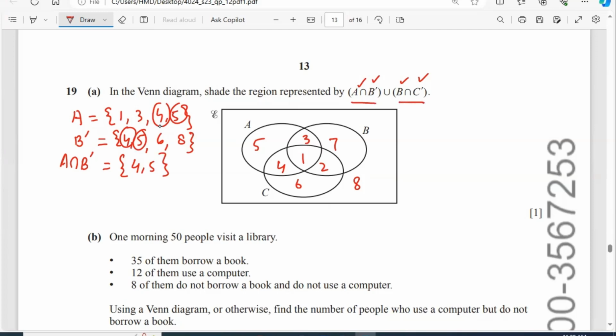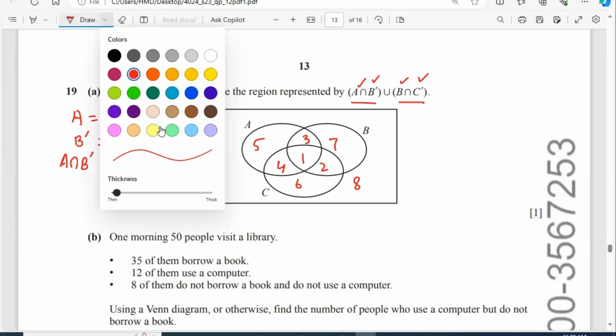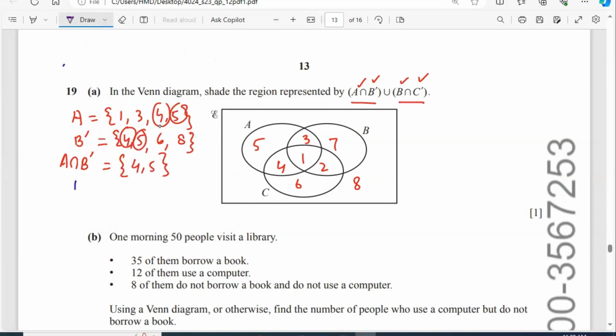Find out set B. Set B is 1, 2, 3, 7. C complement means except C, other than C, which is 3, 5, 7, and 8. So B intersection, again intersection means common. So common is 3 and 7.